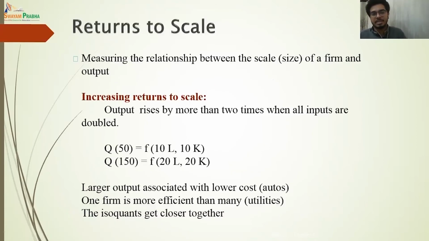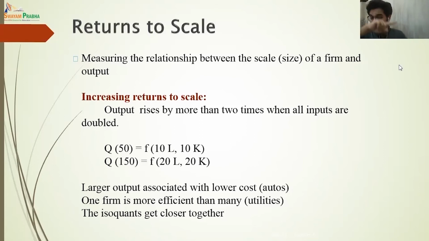Right, now we will discuss returns to scale. What is returns to scale? Returns to scale is when we measure the scale of production, that is the total number of labor and capital we have recruited, and its impact on the total output. Now, there are 3 types of returns to scale: increasing return to scale, decreasing return to scale, and constant return to scale. Increasing, decreasing, and constant.